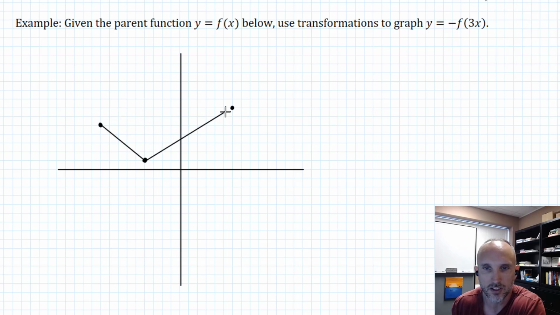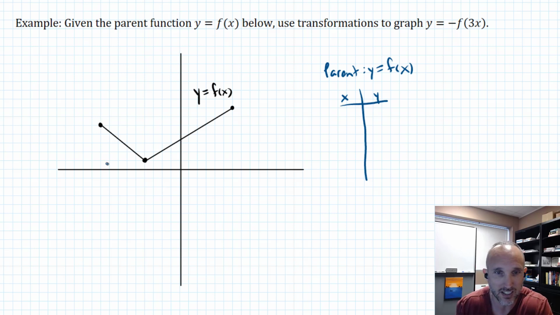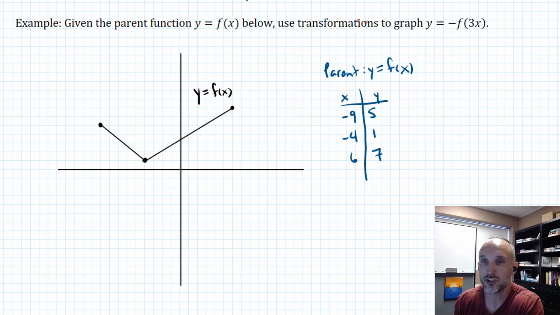And this will be the graph of our parent function, y equals f of x. So again, the parent, y equals f of x, has an xy table. This time I'm just going to plot the 3 vertices. So what was this first one? -9, 5. The next one was -4, 1. And last we had 6, 7. Okay, so now we just need our transformations.